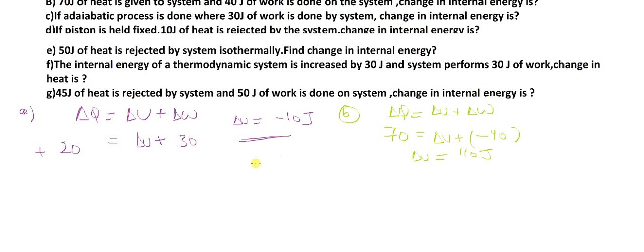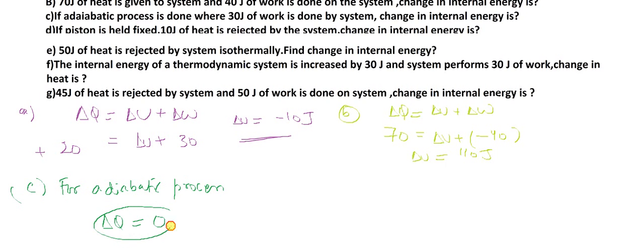Now the C part is very important. What is an adiabatic process? You will be seeing what an adiabatic process is in my upcoming videos, but for this particular question you should know that for an adiabatic process, delta Q is always 0. This is important. So we can directly apply this first law. Obviously delta Q will be 0.